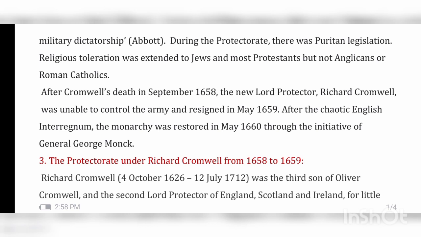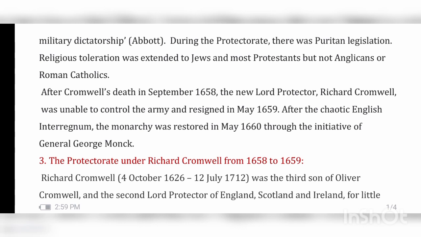After Cromwell's death in September 1658, the new Lord Protector Richard Cromwell was unable to control the army and resigned in May 1659 after the chaotic English Interregnum. The monarchy was restored in May 1660 through the initiative of General George Monck.